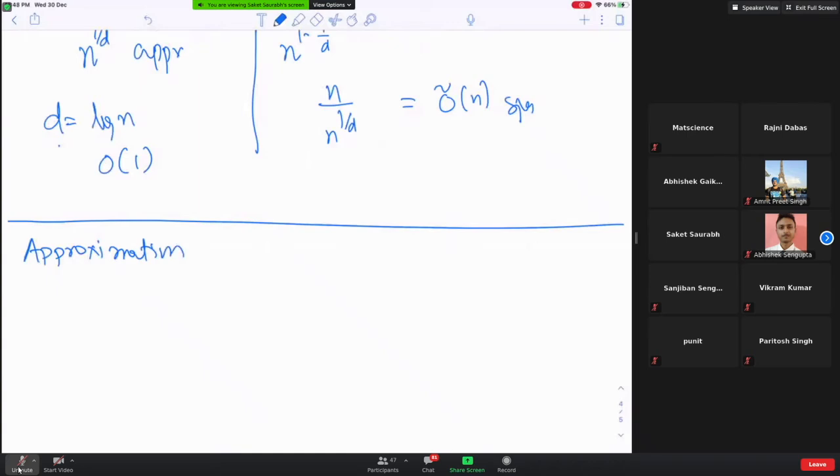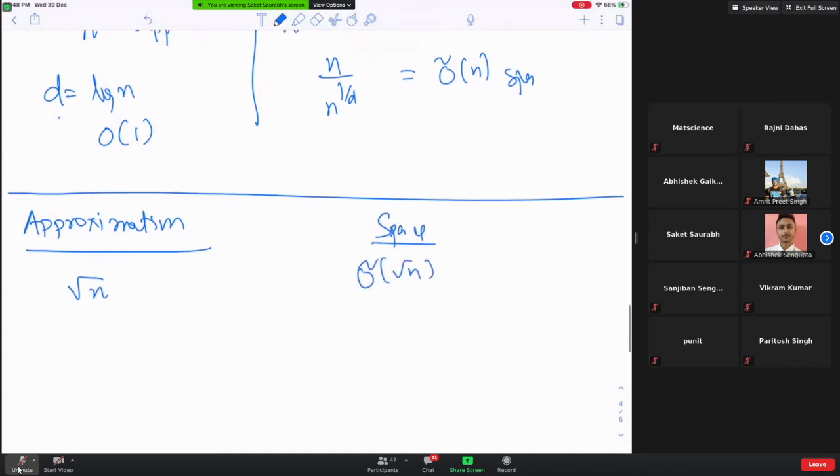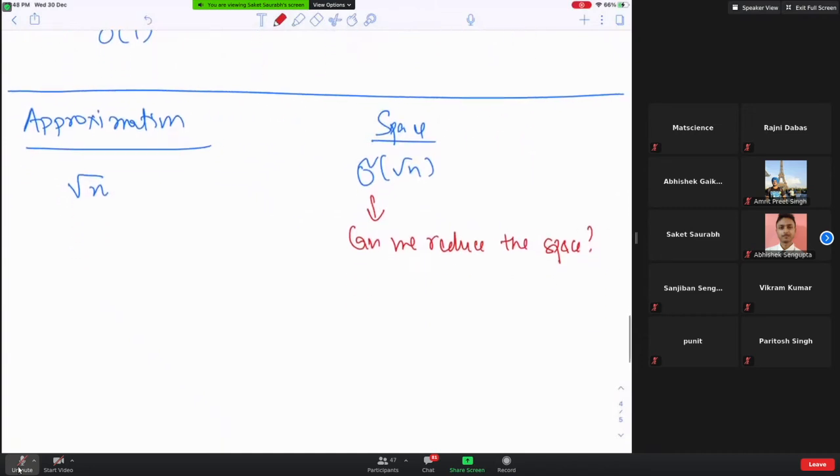So up until now, what we saw was an approximation of root n with space O tilde root n. Now I ask myself a question: in this regime, can we reduce the space? For example, can we get order log n, or big O of 1, space? Then it is a very huge reduction in space, though we are doing root n approximation.